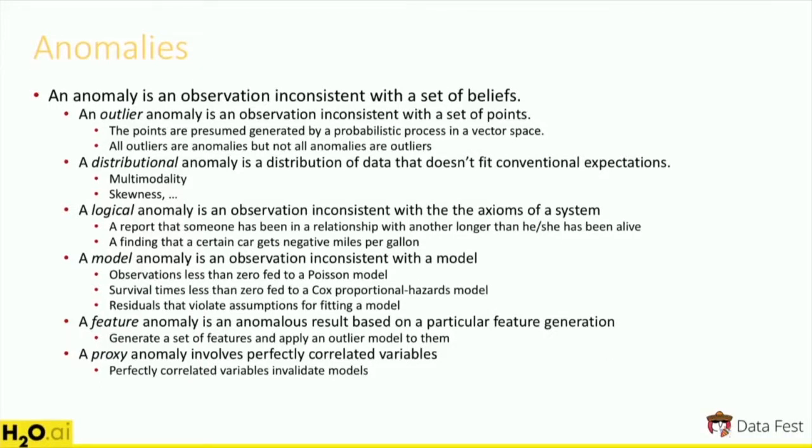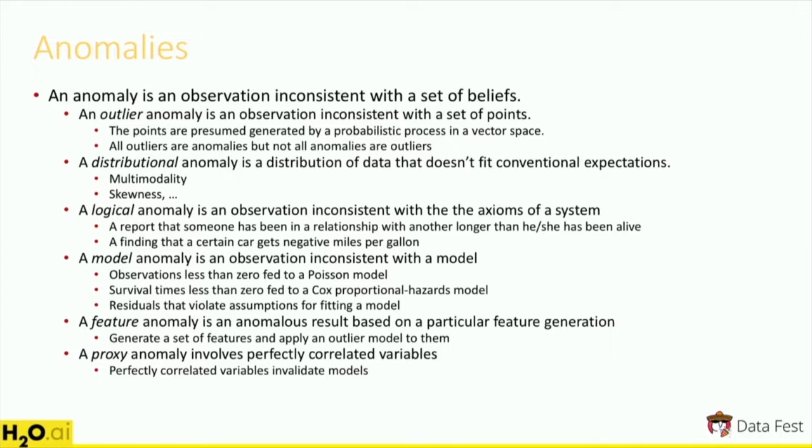Now, a distributional anomaly is a distribution of data that doesn't fit our conventional expectations. In other words, we're going to try to do a histogram and we discover it's highly skewed or it's multimodal or so on. A logical anomaly is something that is completely inconsistent with the axioms of a system that we generated in expectation of getting results from this data set. And I'll show some examples of that.